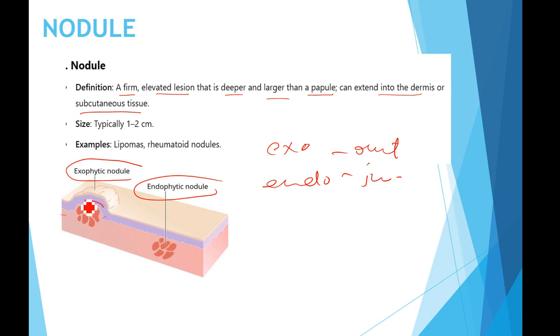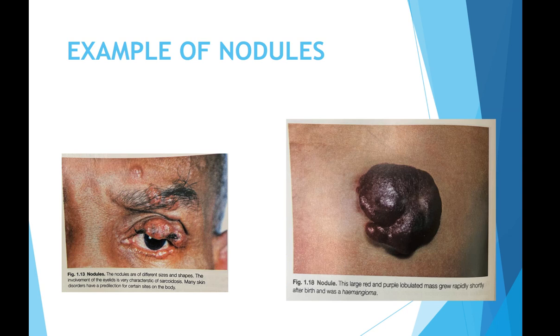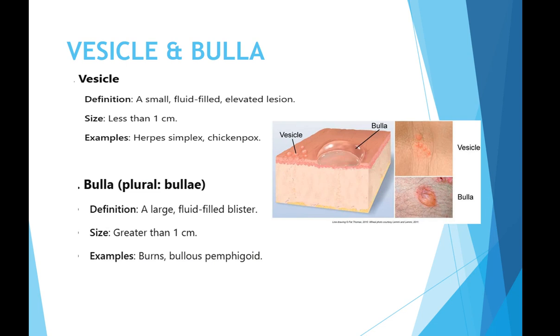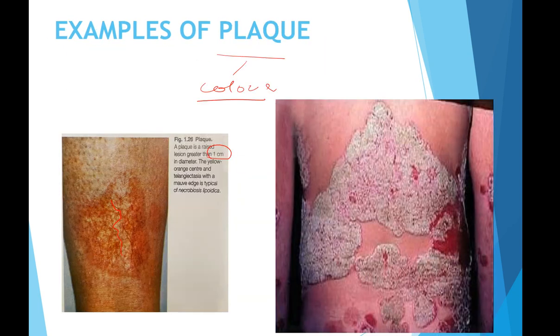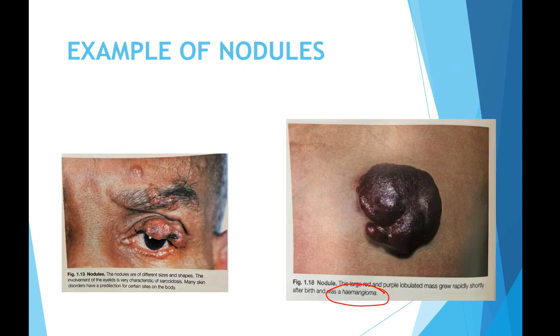Right? So an exophytic nodule is basically protruding more towards the outer surface, whereas the other type of nodule is within the dermis more. Okay? So that would be palpated. In this picture, you can see these are different types of nodules, and you can see there is a characteristic color difference. The first picture is of a sarcoidosis patient, and the second one is like a hemangioma that you can see in children.